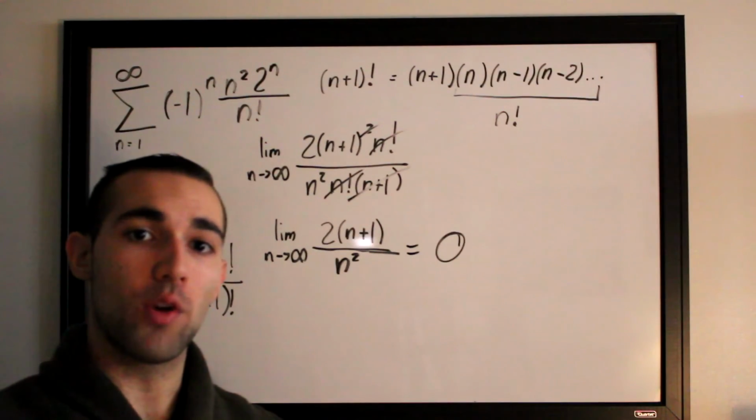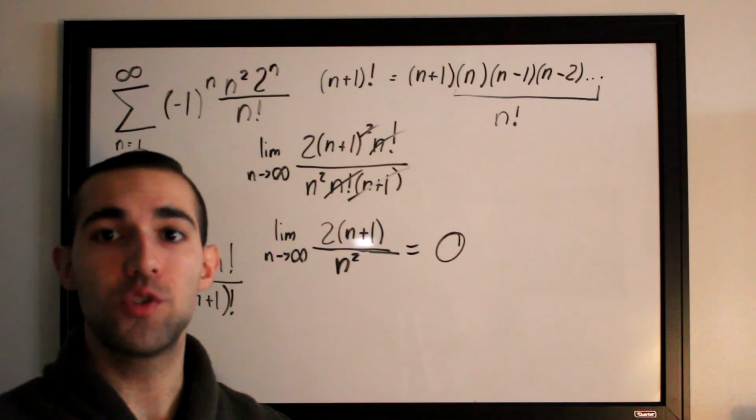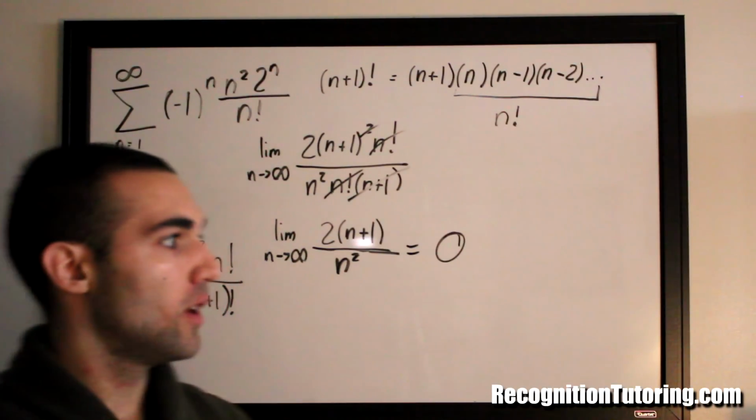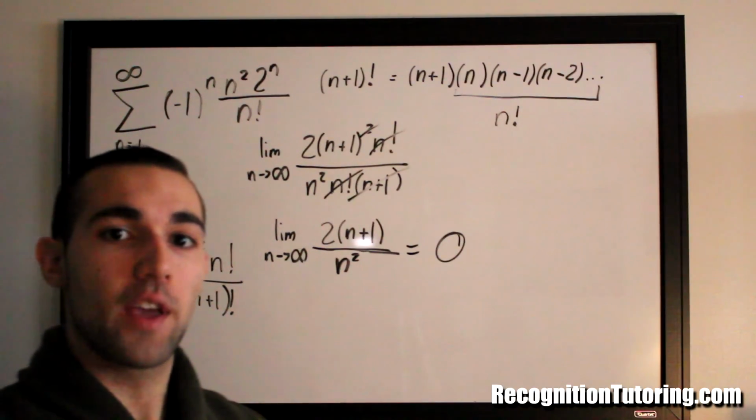If the limit would have gone to 1, the test would have been inconclusive, and if it would have been greater than 1, then we would have known that the series diverged. And that's about everything I wanted to get across in this video.